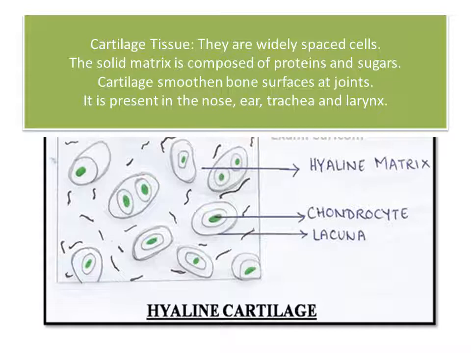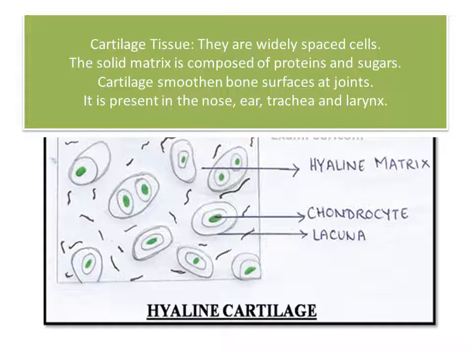And the solid matrix is composed. See, connective tissue here, so there needs to be a matrix in which certain cells need to be there. So here in this cartilage, the matrix is composed of proteins and sugars. It is not going to be hard like bone, but definitely it is flexible. Cartilage smoothens the bone surfaces at joints. In a way, we can say that it reduces the friction between two bones.